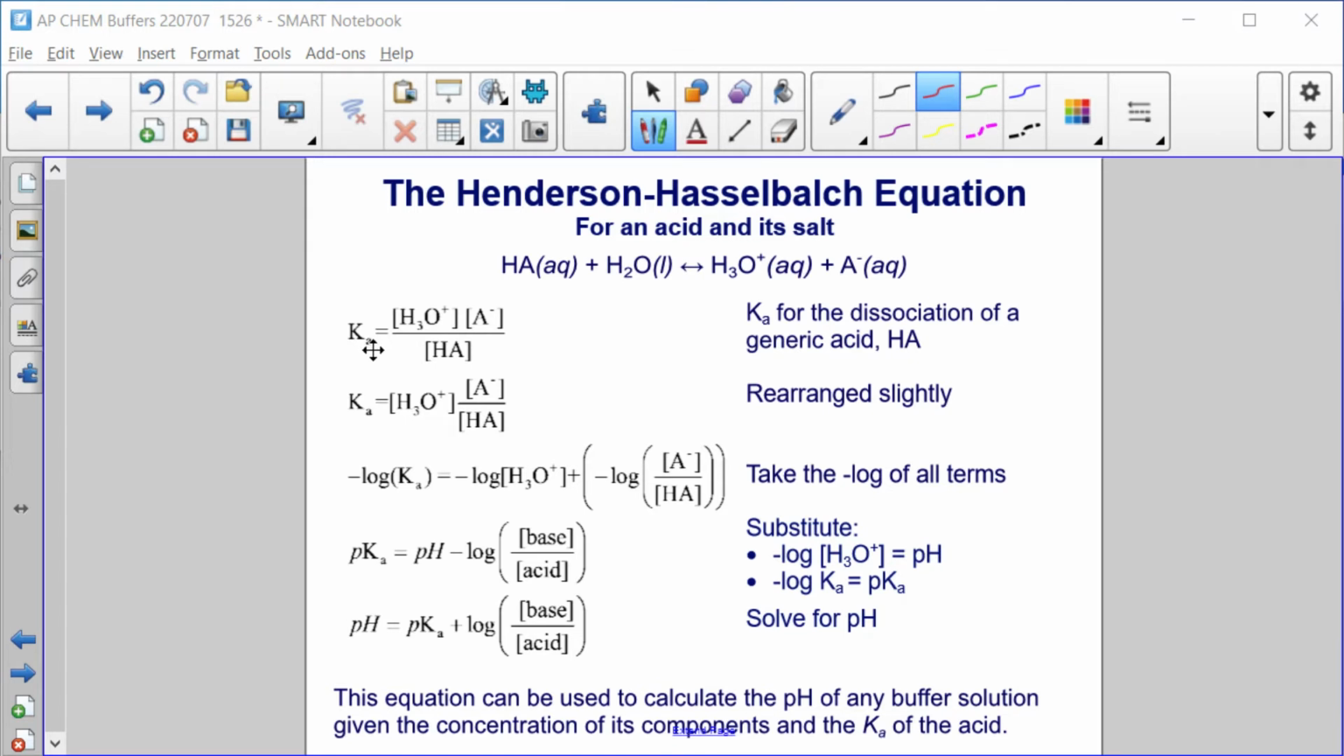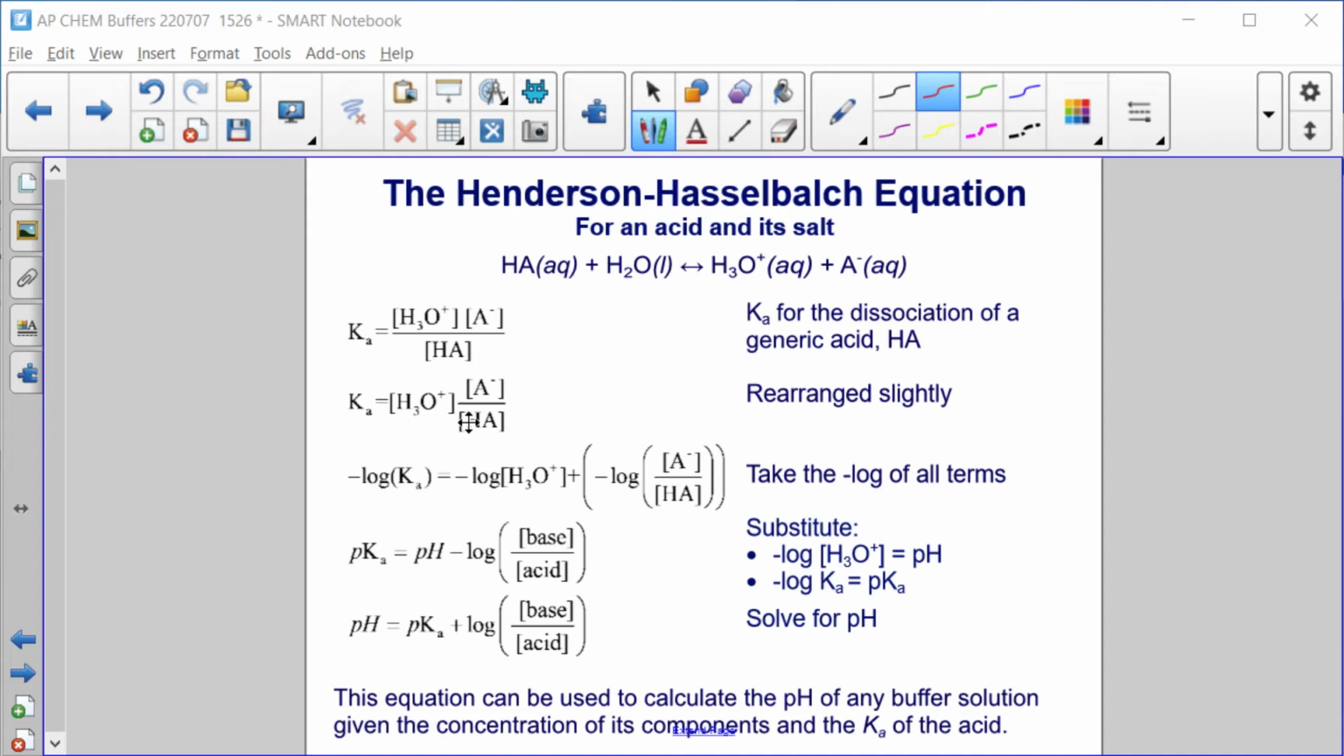Ka for the dissociation of this generic acid HA is given as the concentration of the hydronium times the concentration of the A minus over the concentration of the weak acid. Rearranged slightly just to emphasize the H3O plus in the front and the ratio of the base to the acid. Take the negative log of all terms.